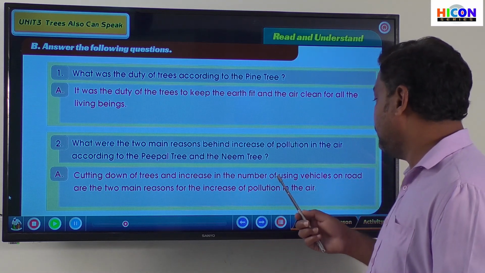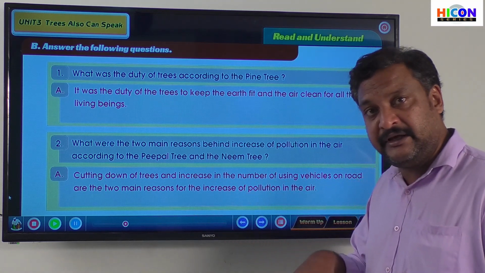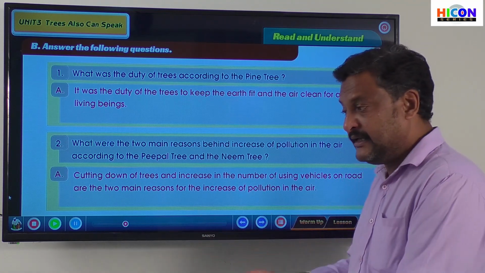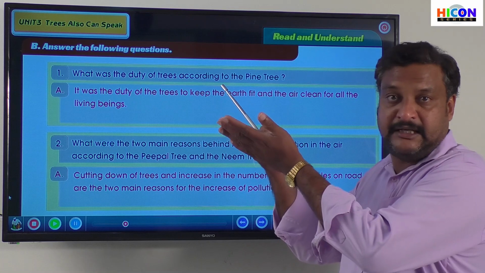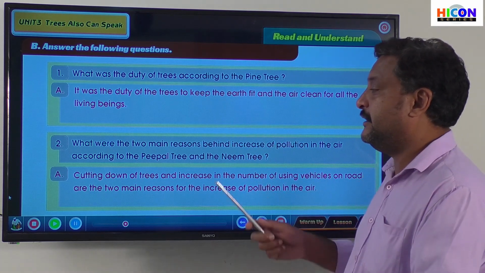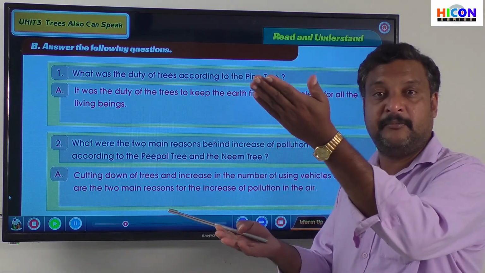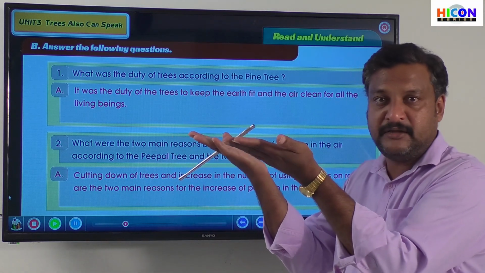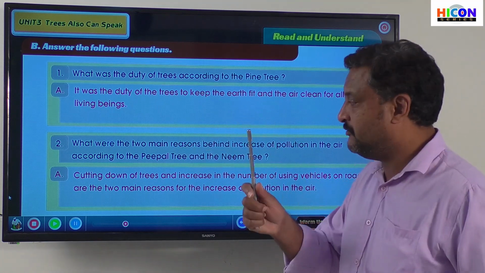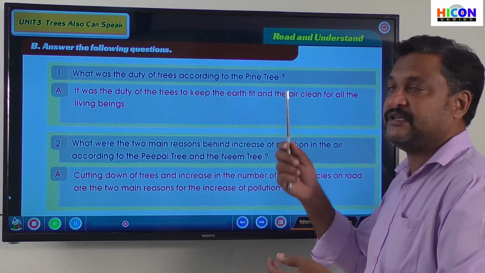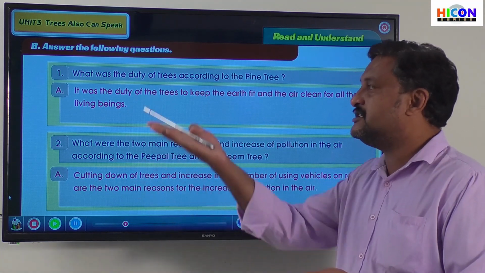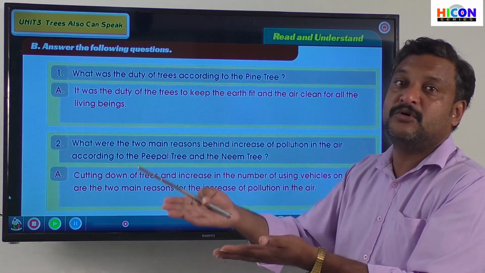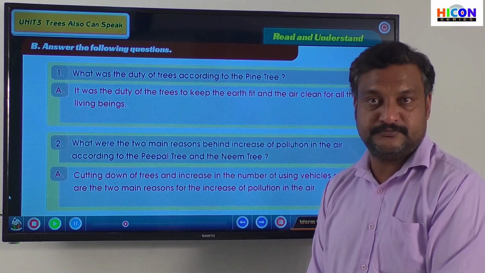So if the carbon emission increases, what should happen there? More trees should be there, isn't it? We are increasing the carbon contamination, pollution, and if there are more trees, then what happens? Yes, this will balance, isn't it? Both the pollution and the purification will balance. But what do we do? We cut down the trees. So we increase the pollution and reduce the number of trees. What happens? Pollution goes beyond control.